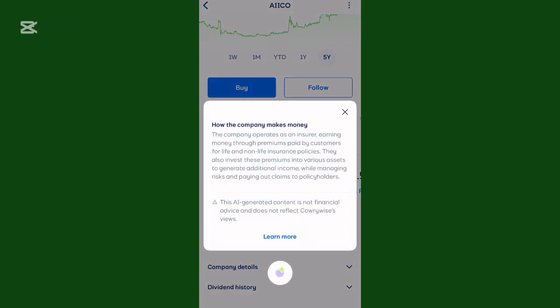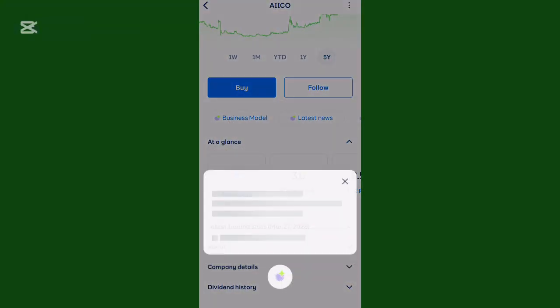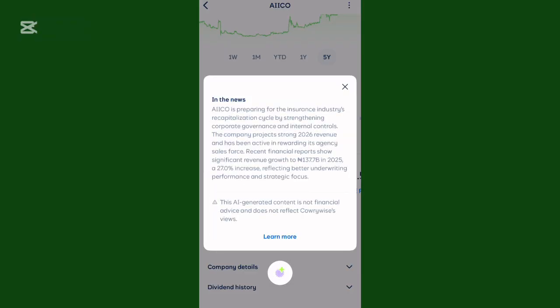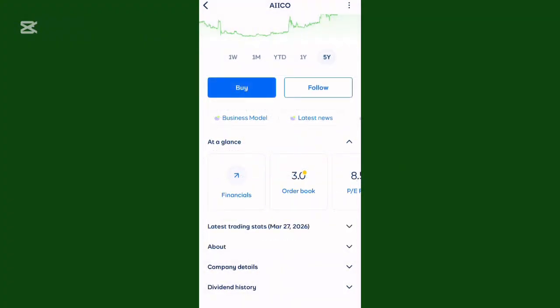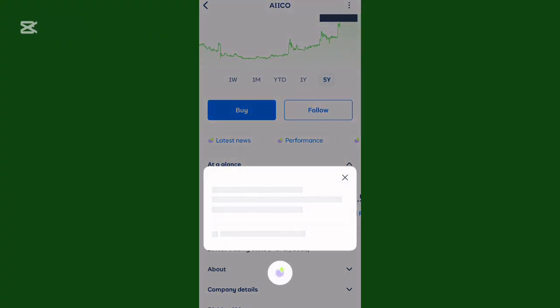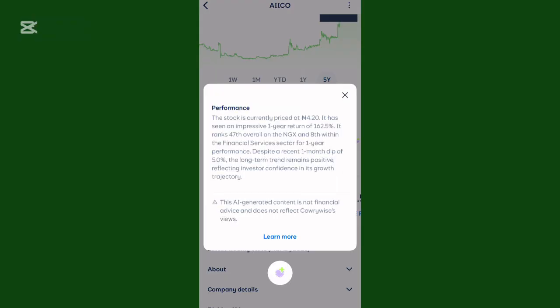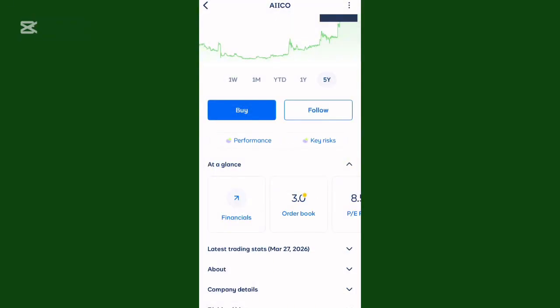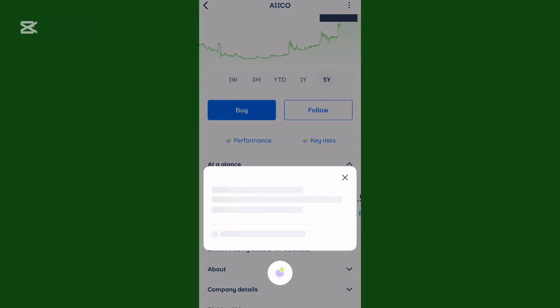Okay, it tells you about how the company makes money, but there's also a warning that this is AI generated. Then you look at the latest news. So you can see the latest news that the company is preparing for the new recapitalization cycle that is happening within the insurance sector. This is really good. Then you have the performance. It's also AI generated. You see the key risks as well.